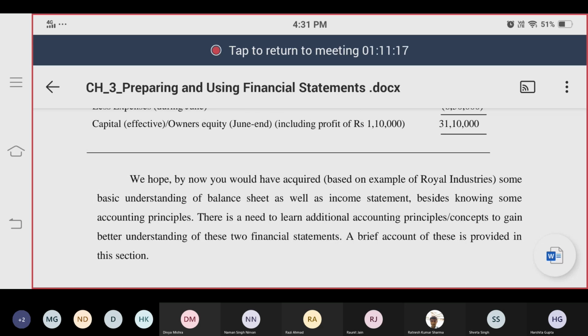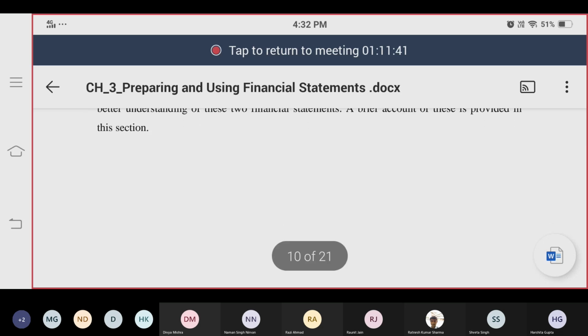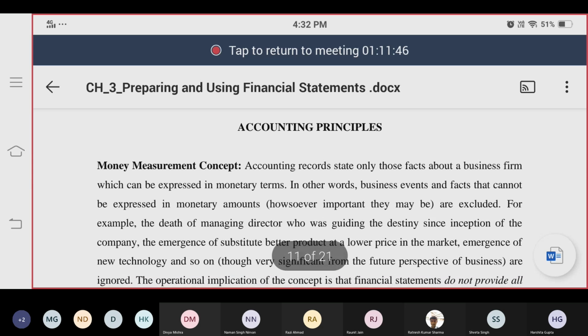We hope by now you have acquired, based on the example of Royal Industries, some basic understanding of the balance sheet as well as the income statement, besides knowing some accounting principles. There is a need to learn additional accounting principles or concepts to gain a better understanding of these two financial statements. A brief account of these is provided in this section. Okay, so can you scroll down?